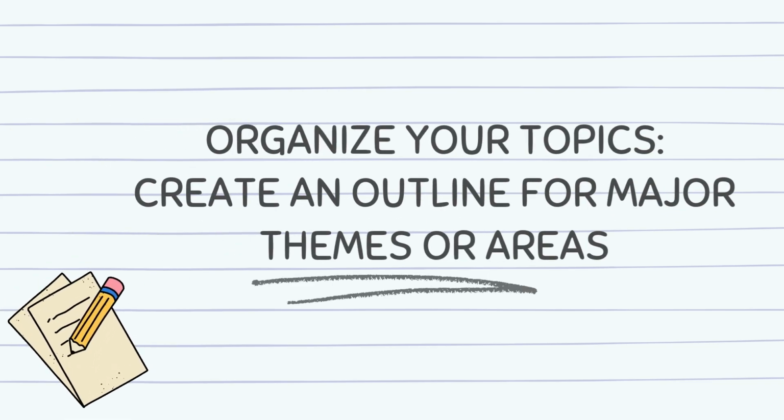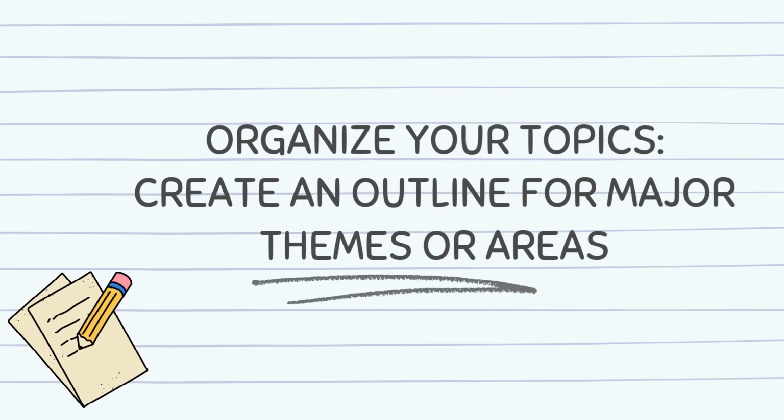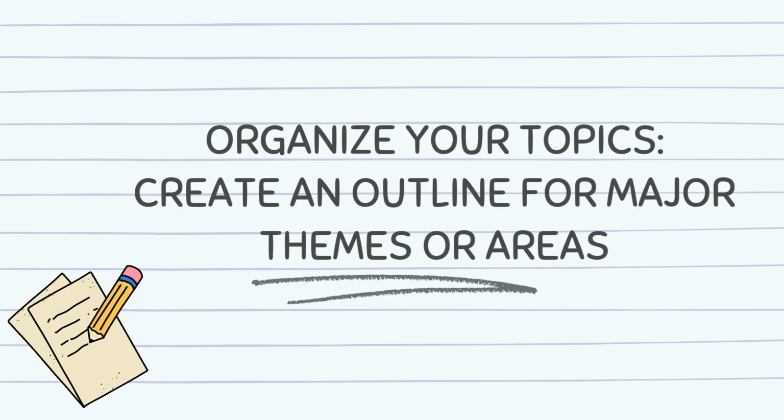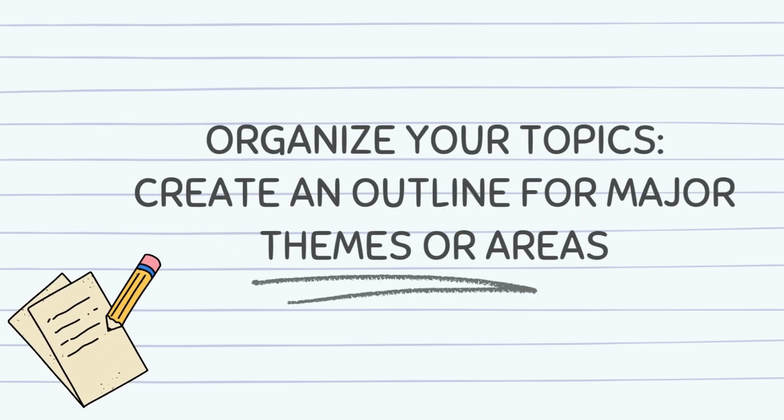In Chapter 2 of a thesis, organizing your topics means structuring the literature review around major themes or areas related to your research. Rather than summarizing studies randomly, an organized approach improves clarity, coherence, and logical flow. This makes it easier to understand how the literature connects to your study.